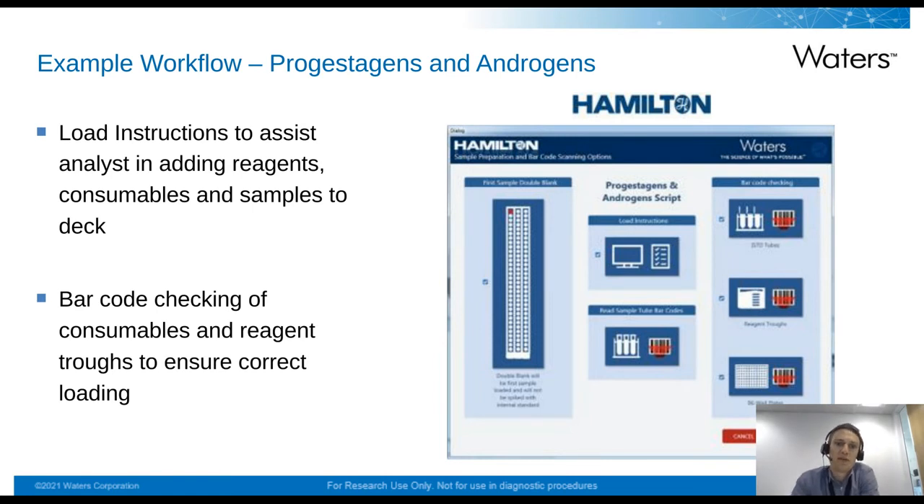The Hamilton also allows for loading instructions, which guide the analyst through loading of the deck and also barcode checking to ensure that all consumables and reagents have been loaded correctly. For example, if the water reagent trough had been loaded into position 2 on the deck rather than position 1, an error message will be received for the analyst to change the position of that trough to be correct before continuing the run. All of these features are optional in the method, being displayed with a checkbox as shown in the image. However, it's also possible to lock these down within the script itself.